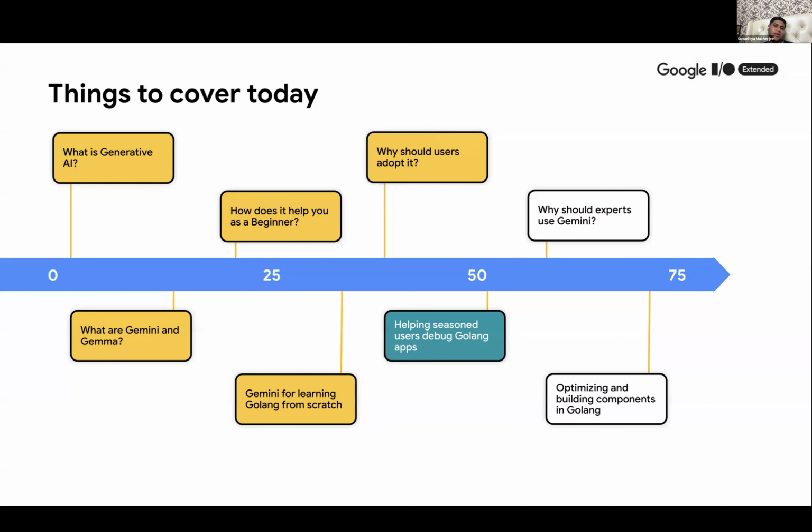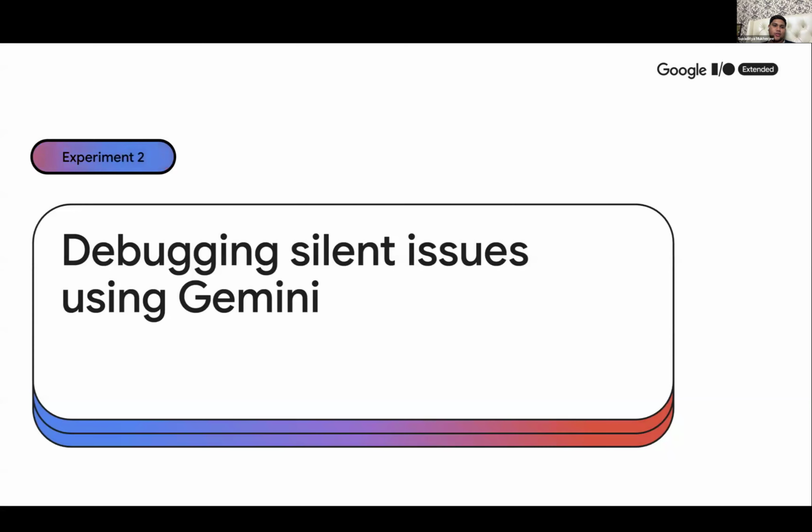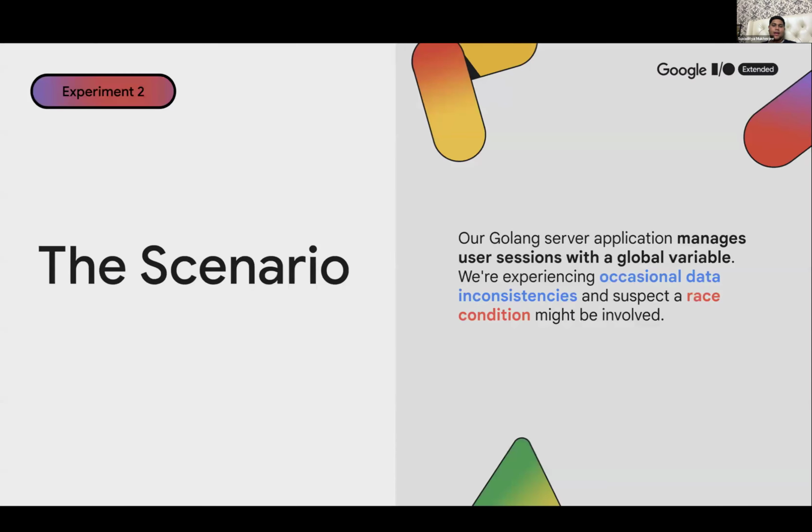Now let's move on to the second experiment. I talked about how well it's working in debugging, but let's see how it really does, right? So I want to show you how you can debug silent issues using Gemini. Let's talk about the scenario. Let's say you have a Golang server, right? The server manages user sessions with a global variable. But now we have some occasional data inconsistencies, and we think that there might be a race condition that may have been introduced somewhere in our code. How do I find it out? Because race conditions are normally rather interestingly difficult to find out.